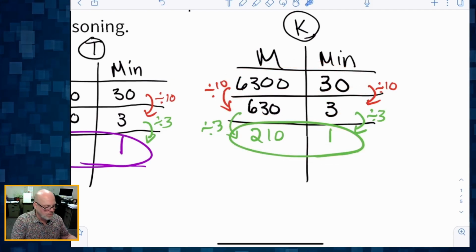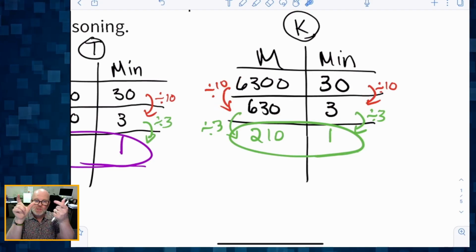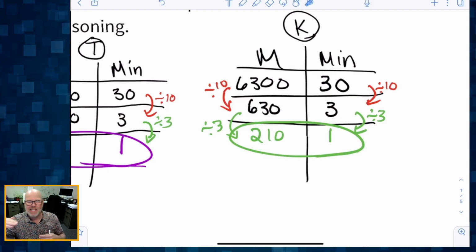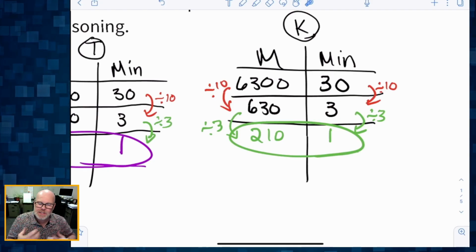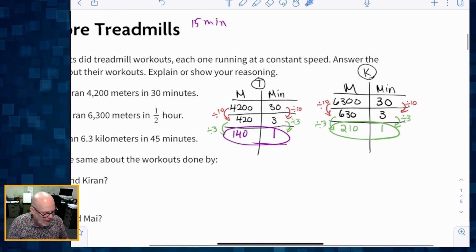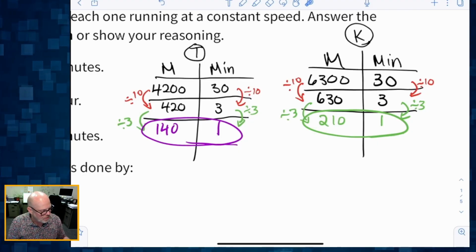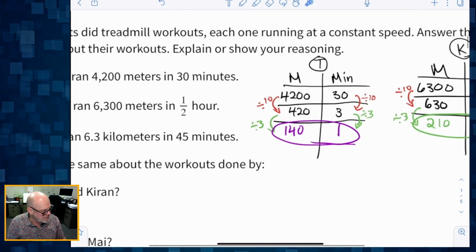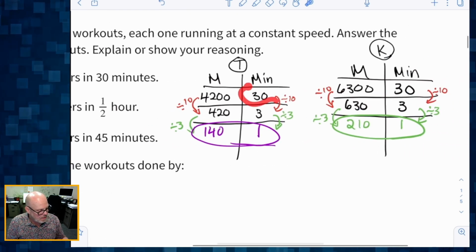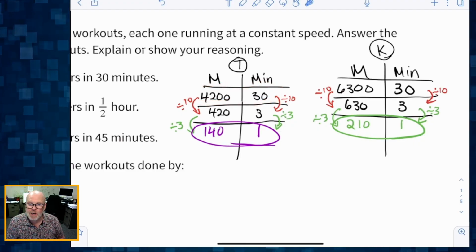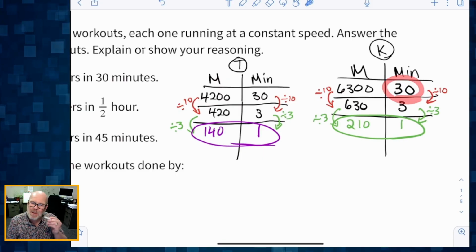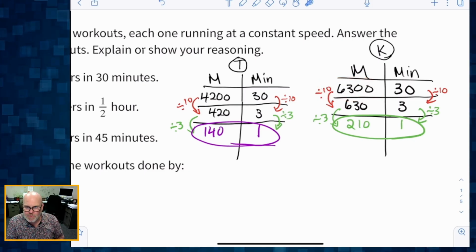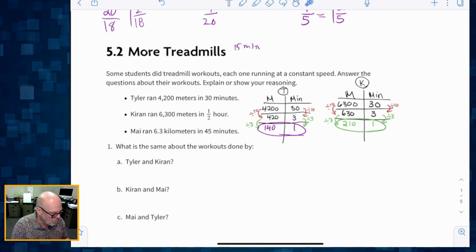They're all equivalent. We're just scaling them to use smaller numbers, but it's describing the exact same speed, the exact same rate that Kieran is running at. And heck, we knew who was faster right from the very first line, didn't we? Because Tyler in 30 minutes ran 4,200, while Kieran, same amount of minutes, 30 minutes, ran 6,300 meters.